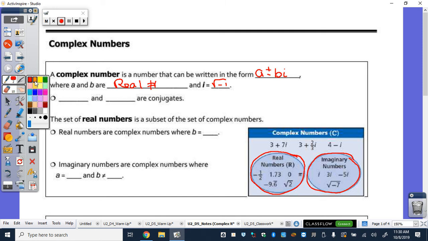Complex numbers also have conjugates, just like our radicals do. So a plus bi and a minus bi are conjugates. Remember that conjugate, all you do is you switch that sign right there in the middle.